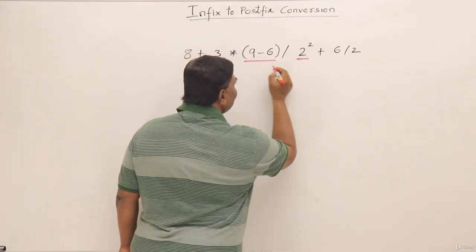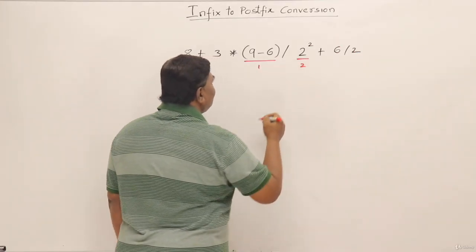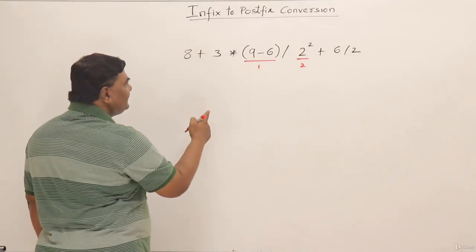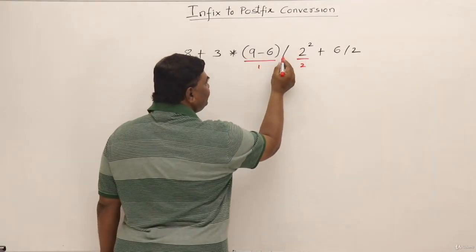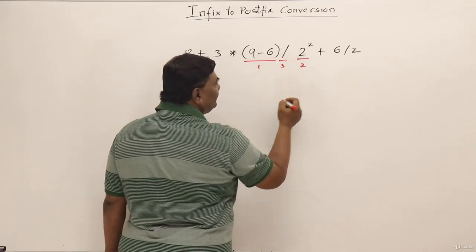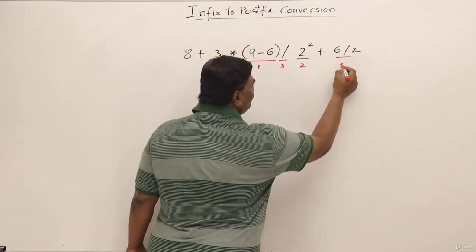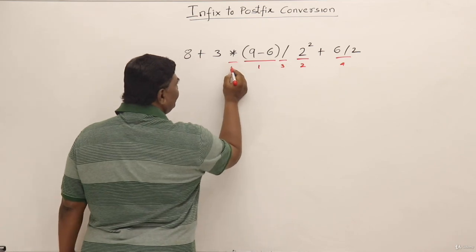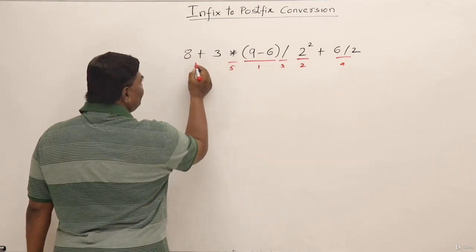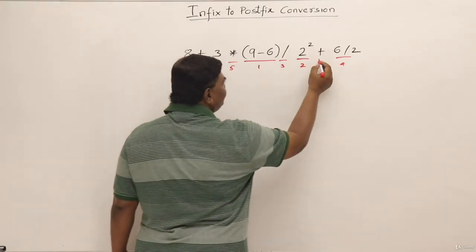So I will evaluate this one. So this is the first one and this is the second one. Then anything more? No. So now multiplication and division are leftovers. Now as per mathematics, division is higher precedence. So I will perform this one, third one. Then this division, fourth one. Then I will come here, fifth one. Then additions are remaining. So this is the sixth one. Then this is the seventh one.